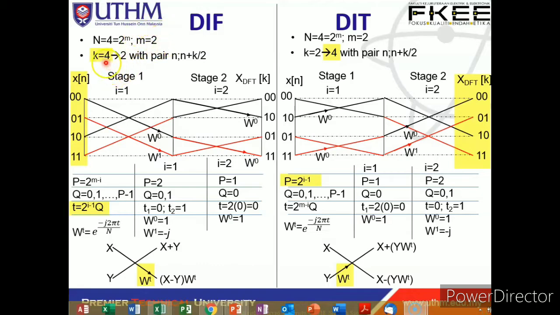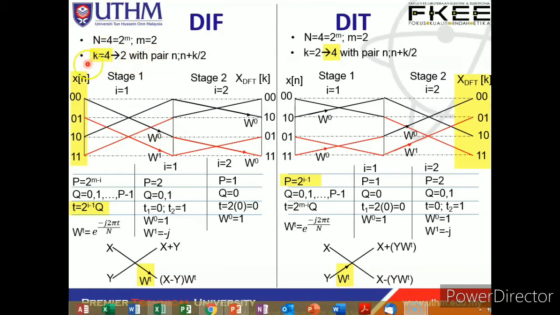Okay. Next we need to find the number of k. So k refers to 2 to the power of i. In DIF, we will use the highest i. So i refers to this one from 1 until m. We can have 2 to the power of the highest i, which is 2. 2 to the power of 2 is equal to 4. And then 2 to the power of 1, we have 2.